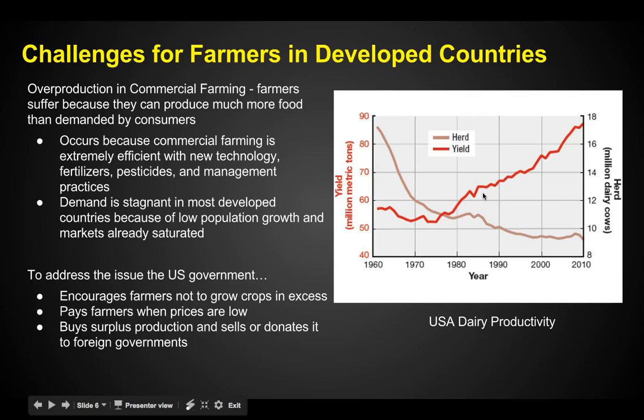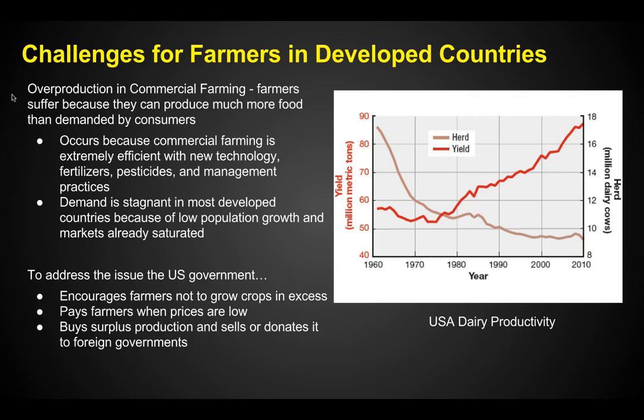Challenges for farmers in developed countries. We looked at developing, now let's look at developed countries. What are their problems? Well, there's a lot of overproduction in commercial farming. Farmers suffer because they can make too much food. They make so much that they have an oversupply and people don't need that much. This occurs because commercial farming is extremely efficient with new technologies, fertilizers, pesticides, and management practices.